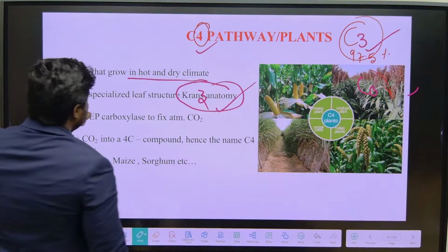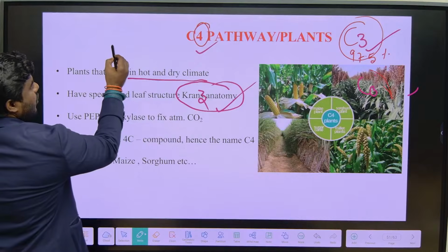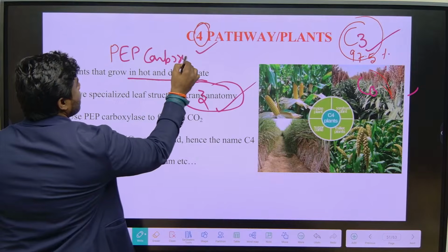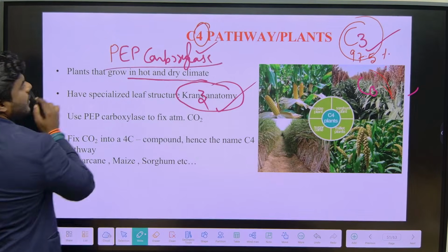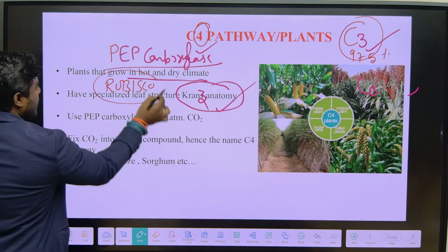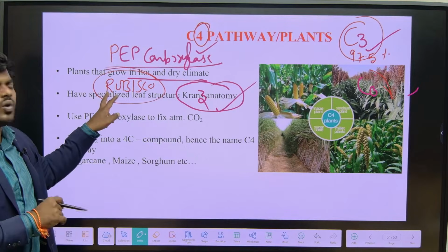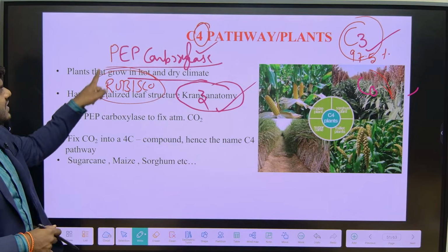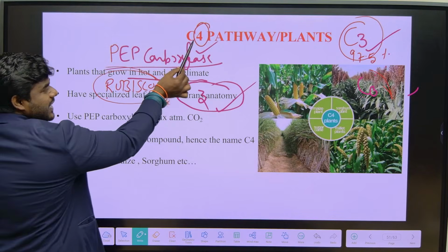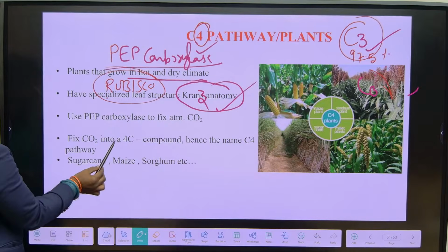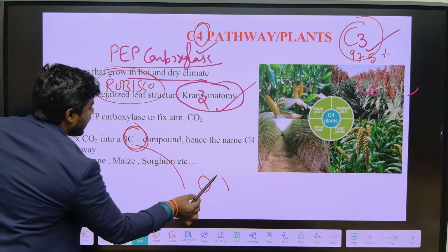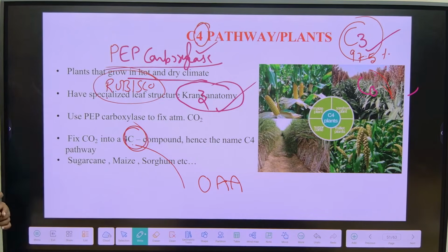We'll see how. In the case of C4 plants, the most important enzyme is PEP carboxylase, phosphoenol pyruvate carboxylase. Along with that, it also contains Rubisco. Rubisco is present. Without Rubisco it is impossible, the plant won't survive, right? But this cannot be the principal enzyme. Now, since in the C4 pathway we are fixing the carbon into a 4 carbon containing compound, that compound is what? Oxaloacetic acid. We'll remember that.